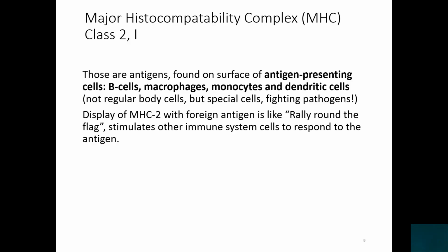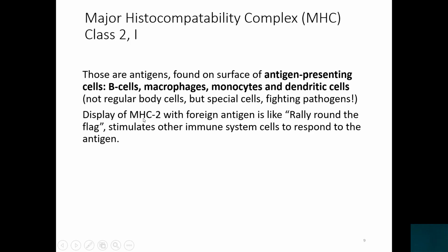Now let's talk about major histocompatibility complex class 2. Again, we have particles of antigens presented on the surface of cells, but now those are not regular body cells, those would be special cells fighting pathogens. When antigen is presented on the surface of a cell using MHC type 2, those cells would be B cells, macrophages, monocytes, dendritic cells. So not your regular body cells, but special cells that are supposed to fight pathogens.